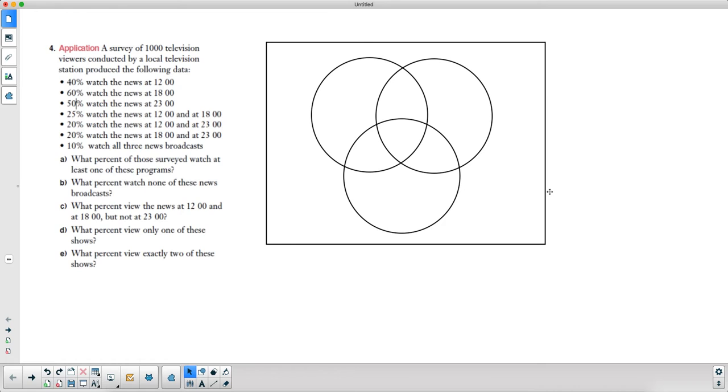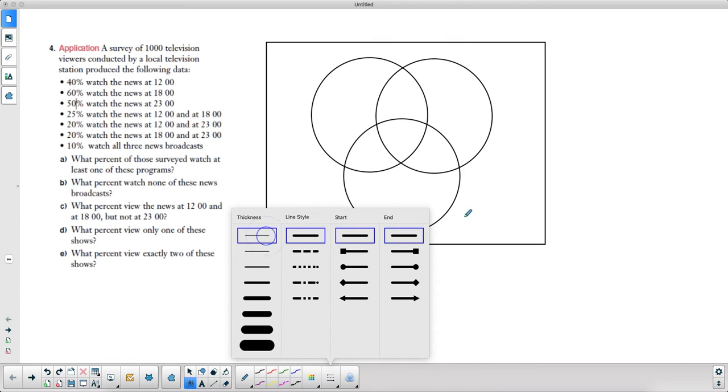So let's have a look at this one. Okay, so this is a typical Venn diagram question, and we're just trying to figure out how to work our way through this Venn diagram. When I do this, I usually start reading from back to front.